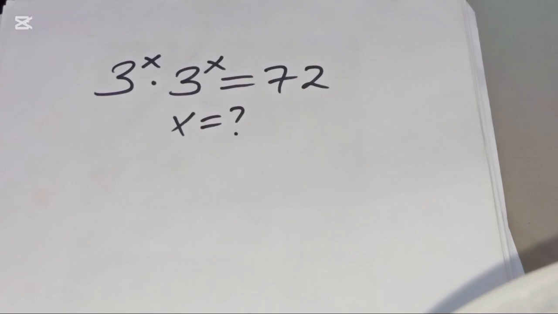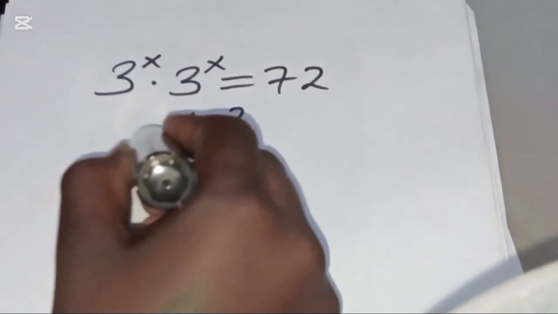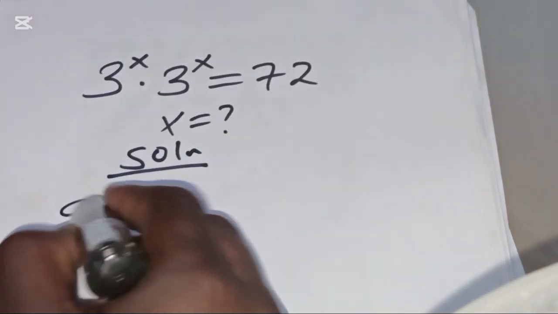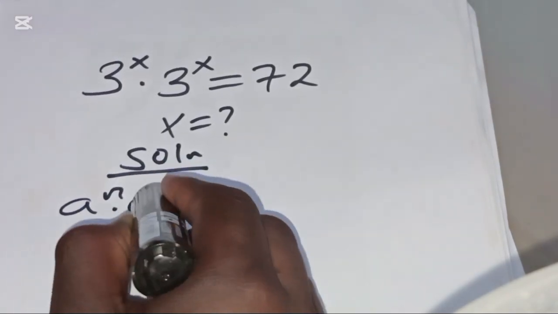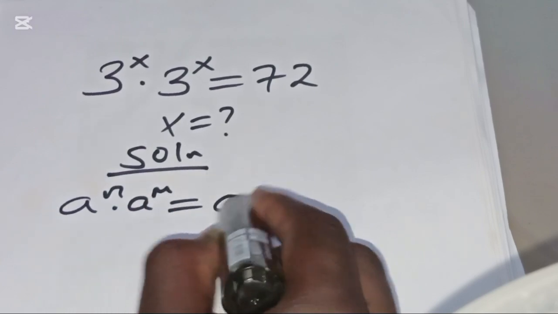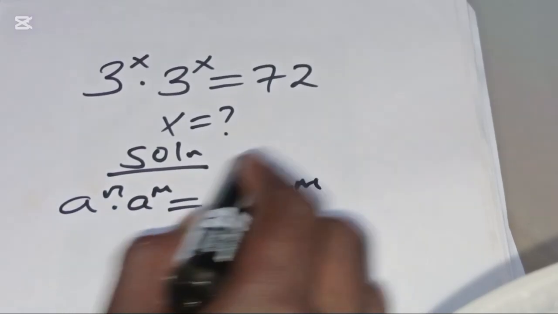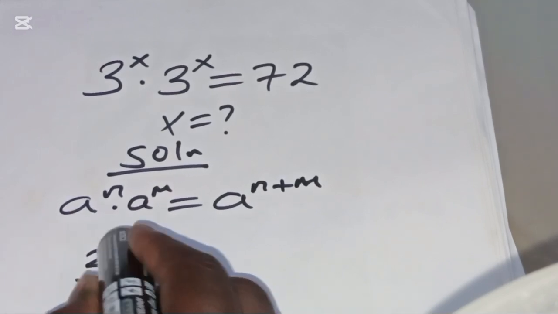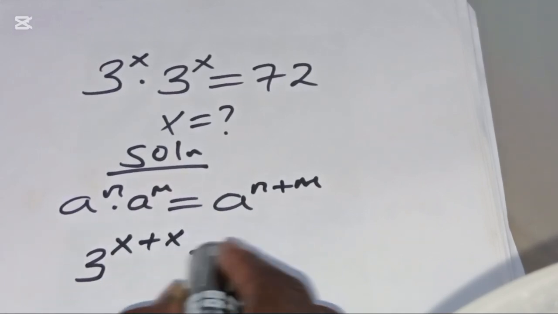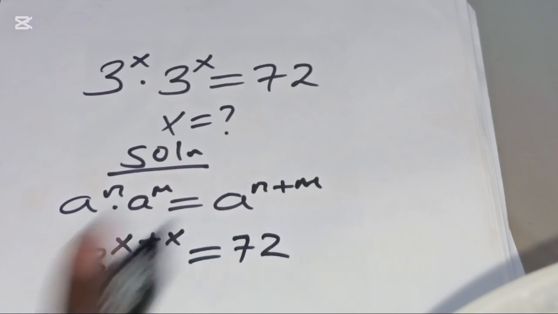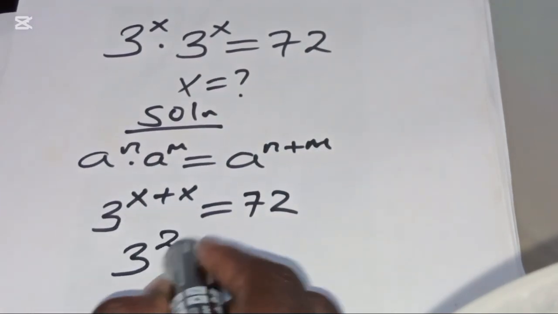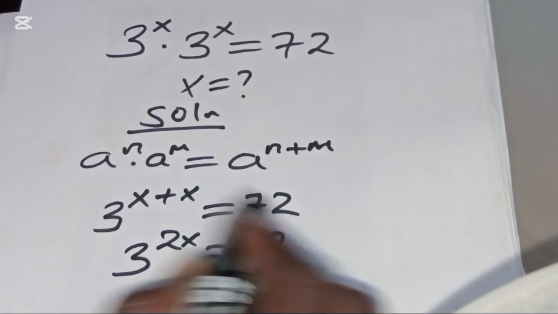Now, solution to this exponential equation. So 3 to the power x multiplied by 3 to the power x, this is actually in the form of a to the power n multiplied by a to the power m, which we can express as a to the power n plus m. So applying this indices identity, we'll have 3 to the power x plus x. This should give us a value of 72. So this means that 3 to the power x plus x, this is 2x, is equal to 72.